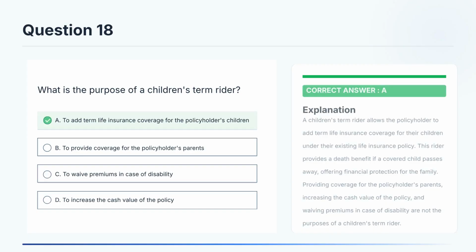The answer is A. A children's term rider allows the policyholder to add term life insurance coverage for their children under their existing life insurance policy. This rider provides a death benefit if a covered child passes away, offering financial protection for the family. Providing coverage for the policyholder's parents, increasing the cash value of the policy, and waiving premiums in case of disability are not the purposes of a children's term rider.